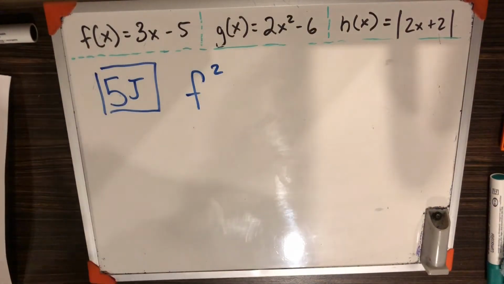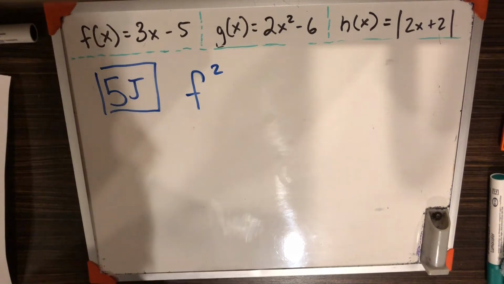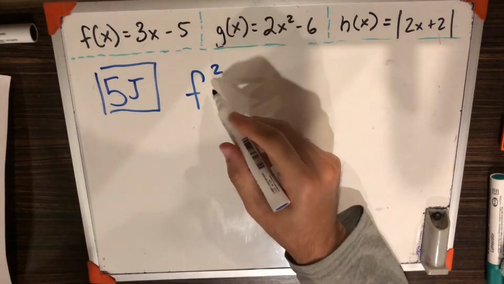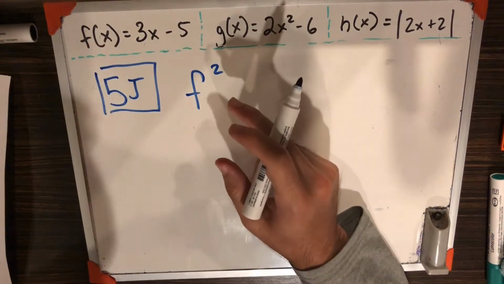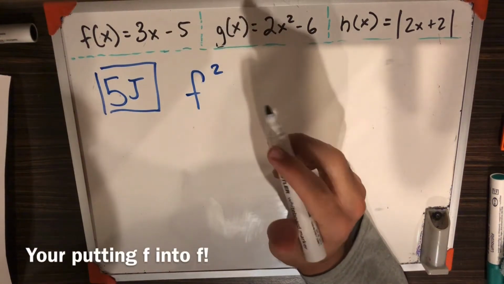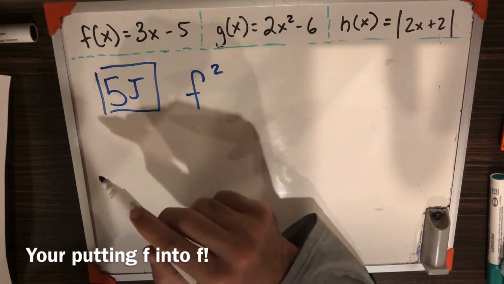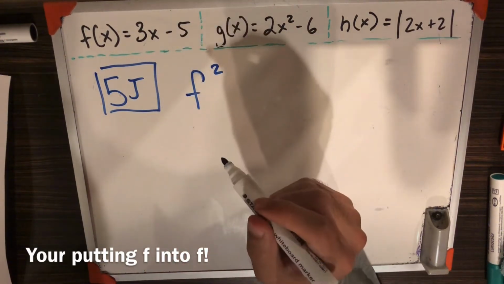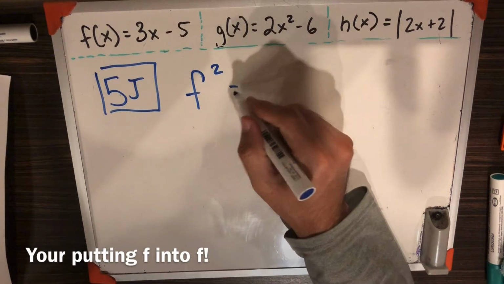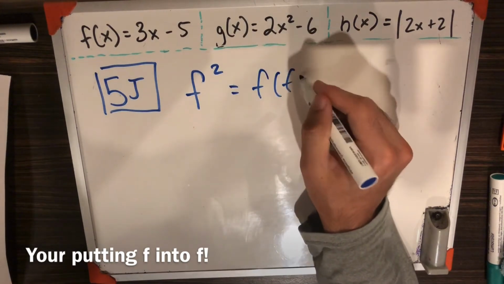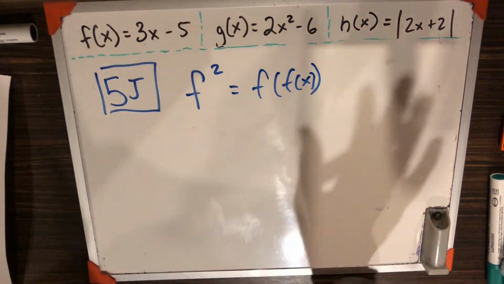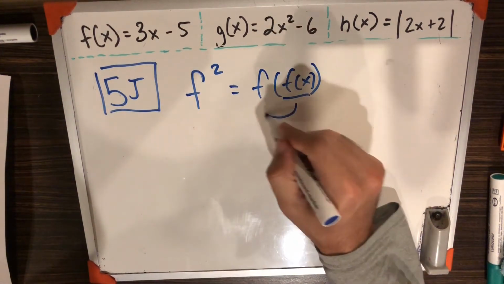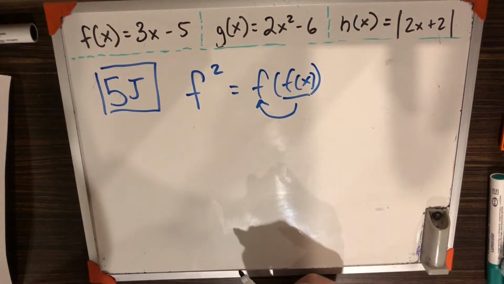All right, for our final one for composition of functions, 5j, we have f of f, right? Do not confuse this with f squared. You can refer to it as f squared, but you're not squaring f, right? You're putting f into f. So really what this is, is f of f of x. It is the same exact thing. You're putting f in for f, right?